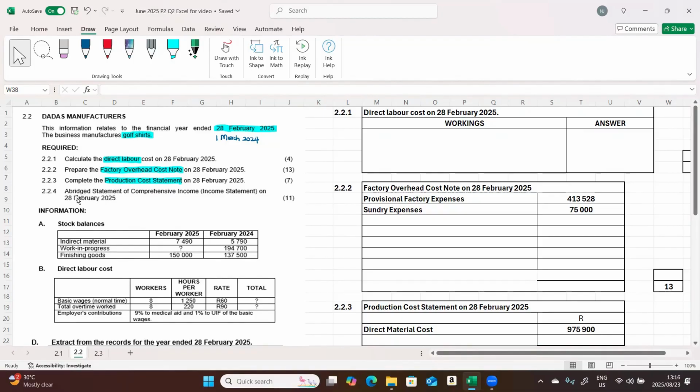And then we also have the abridged statement of comprehensive income, or the income statement, for the year ended 28 February 2025. So this is all the usual things that they ask. This is all format, and understanding what goes where. Now we can go through our information and go ahead.